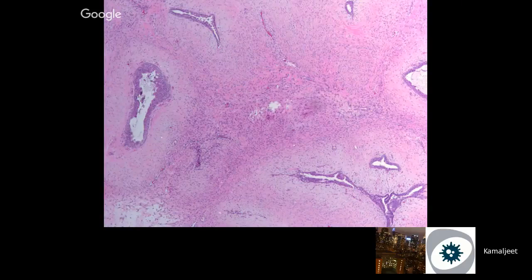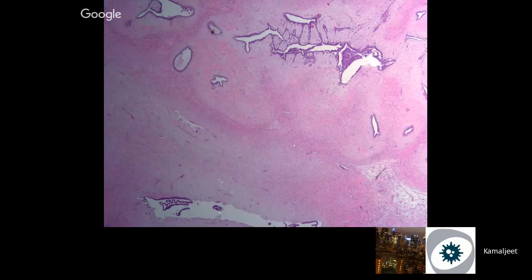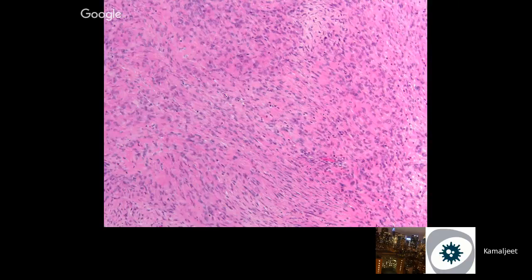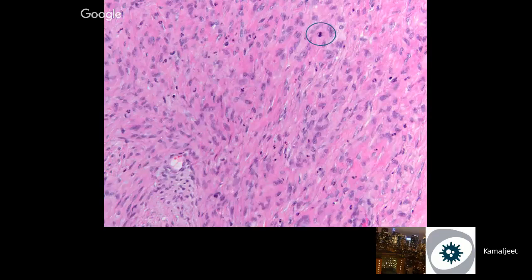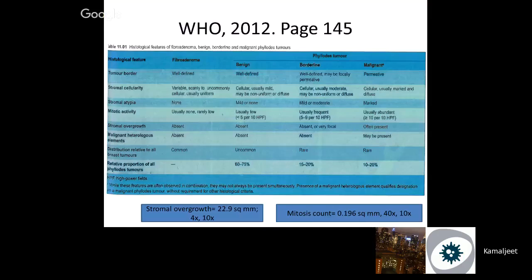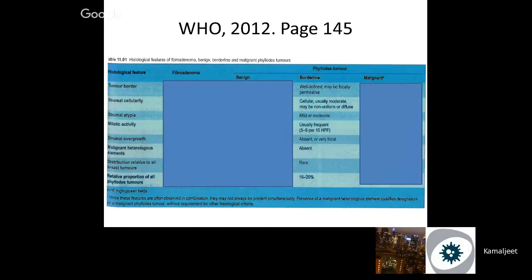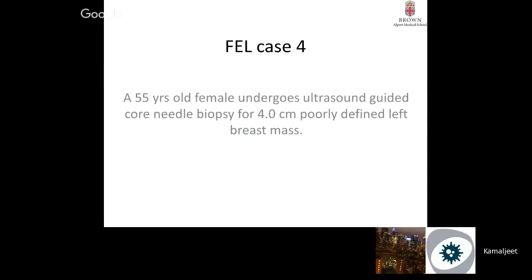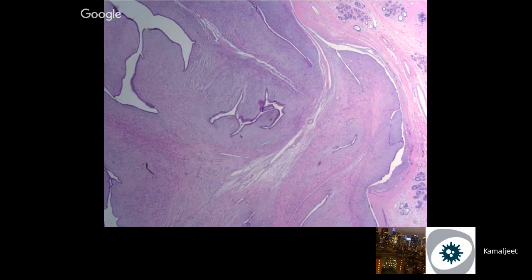There's some heterogeneity in the stroma. However, it doesn't look very cellular. It's very fibrous, and there's no mitotic activity. In this one, there's focal mitotic activity. There are a lot of neutrophils. So I think it can go either way, benign or borderline. You can call it borderline if you think it qualifies for the stromal overgrowth. However, the margins were circumscribed. So this one is an example of benign phylloides.